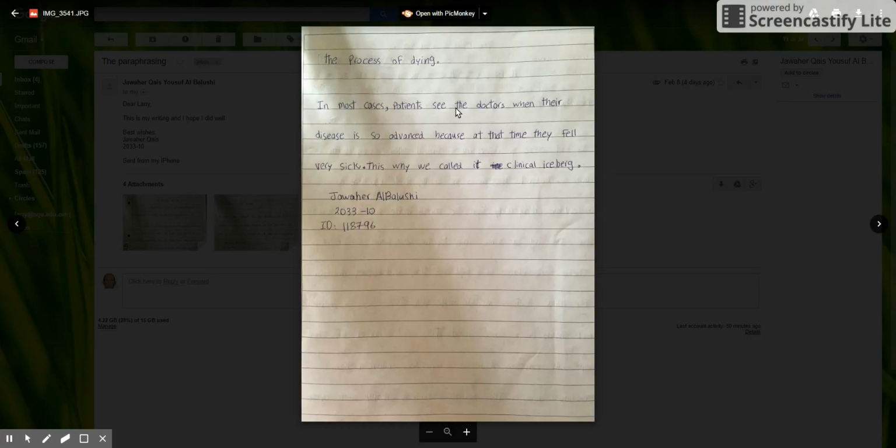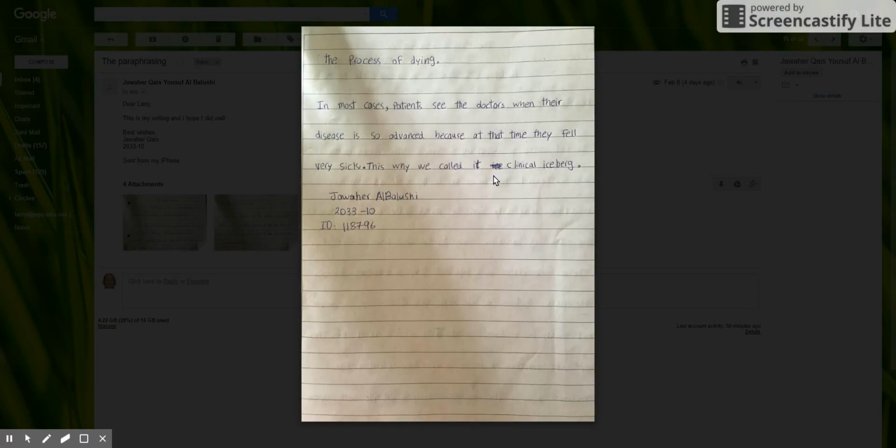Okay. In most cases, patients see the doctor when their disease is so advanced because at that time they feel spelling mistake very sick. This is why we call it the clinical iceberg. Okay, this isn't why we call it the clinical iceberg. We call it the clinical iceberg because we can only see the very sick people and people that have bad habits and all that we can't see, and eventually it leads to illness.